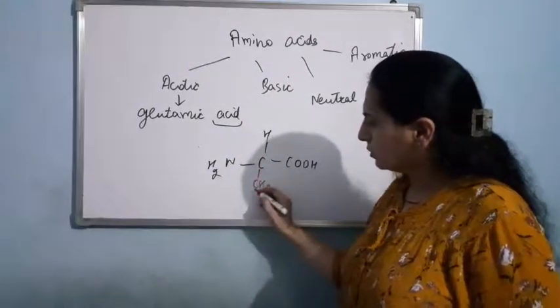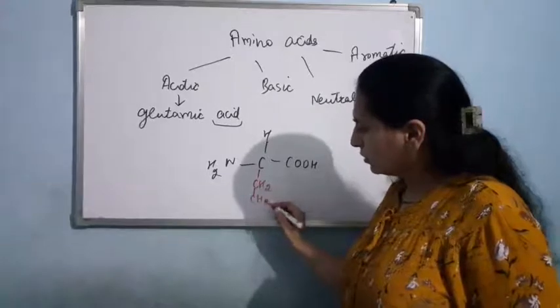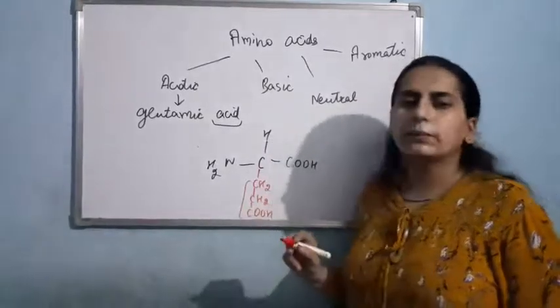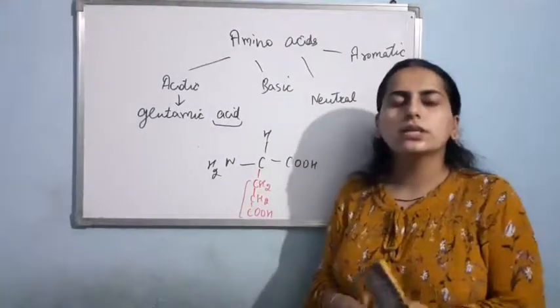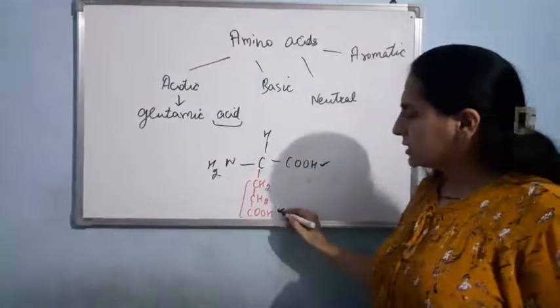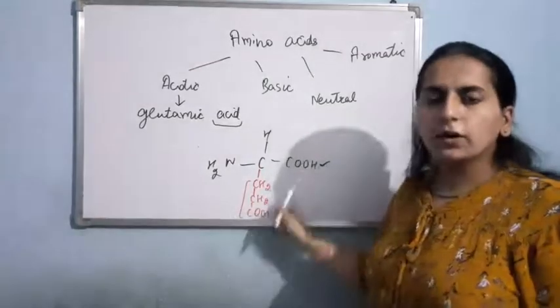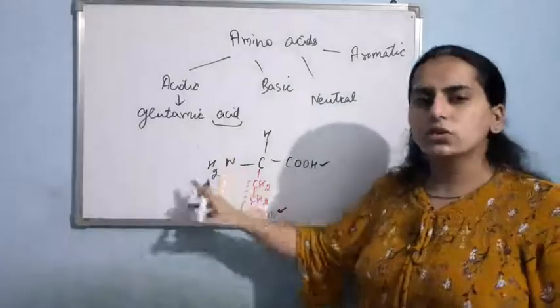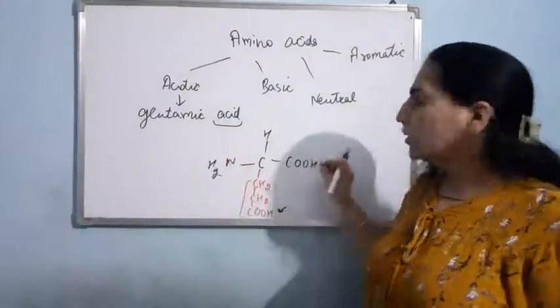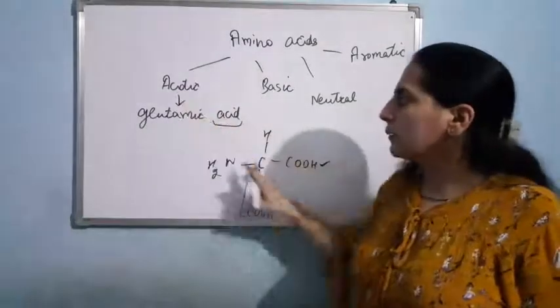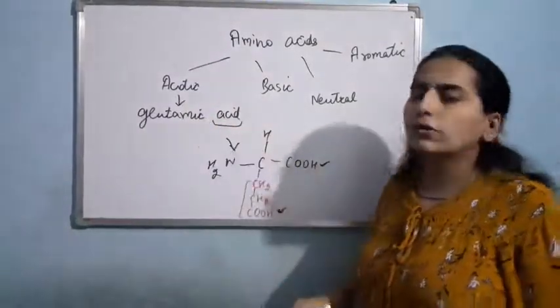CH2, CH2, COOH. The R position is occupied by this group. Now just count the COOH groups. Here one was present. One is there, so 2. The number of acidic groups is more as compared to the number of basic groups. NH2 group is a basic group, COOH is an acidic group. So it is an acidic amino acid. This is the structure of glutamic acid.